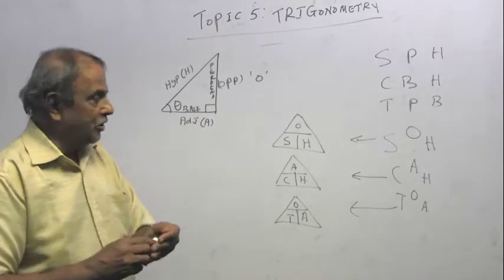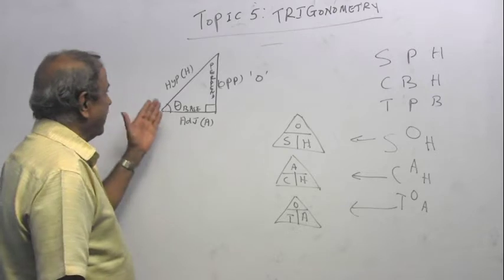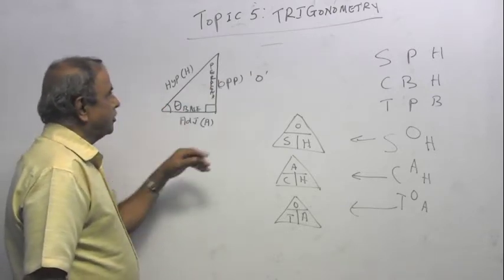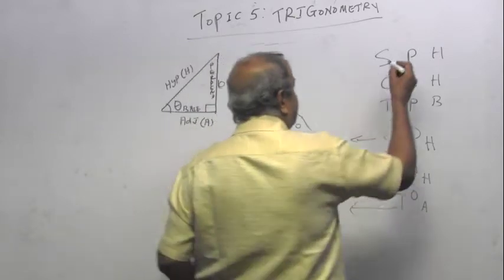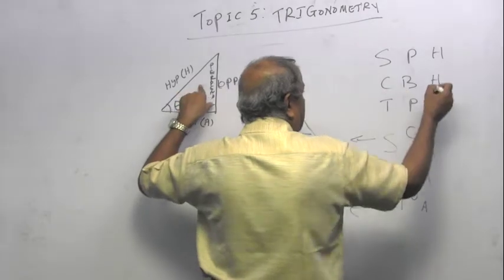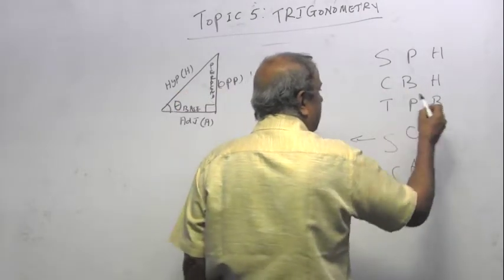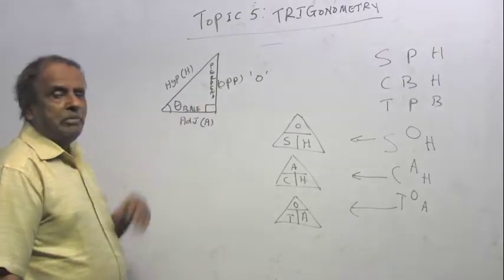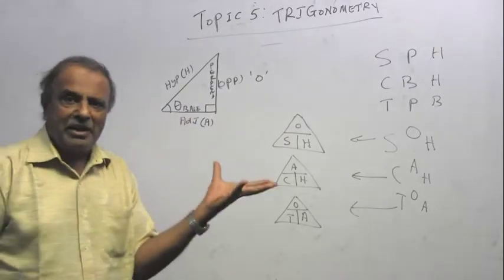At GCSE, of course, you know sine is opposite by hypotenuse, cos is adjacent by hypotenuse. Look, the same thing here. Sine is perpendicular by hypotenuse, cos is base by hypotenuse, tan is perpendicular by base. So your perpendicular is the opposite side, base is adjacent side, so it's nothing different.